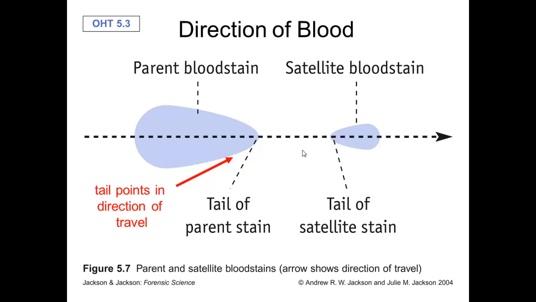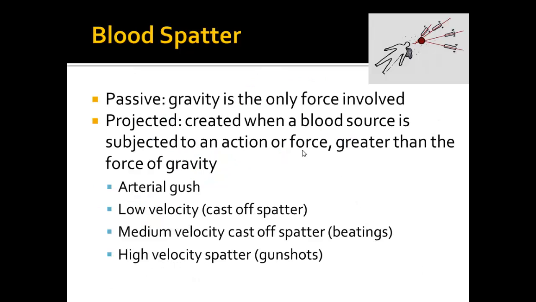And remember, the original stain, the tail points in the direction of travel. All right, we've got different types of blood spatter. We have passive, which is what we've been dealing with, where gravity is the only force involved. And the next one is projected. Projected is when an additional force is added to it besides just gravity. And here are 4 different examples, and we'll go through each one real quickly.